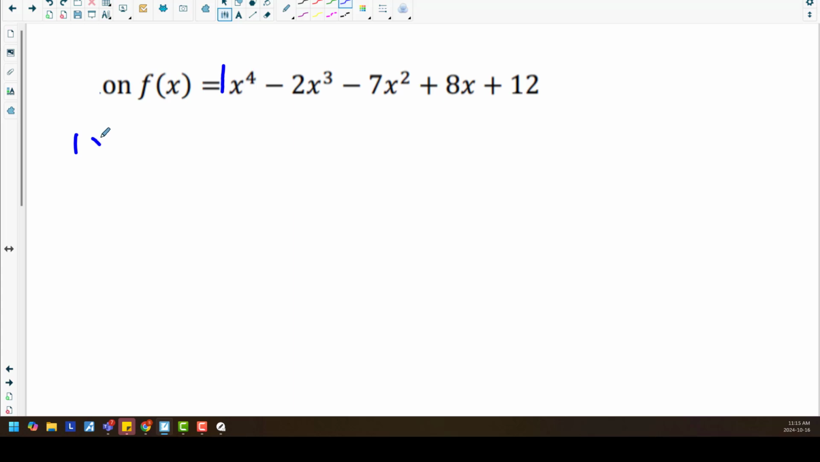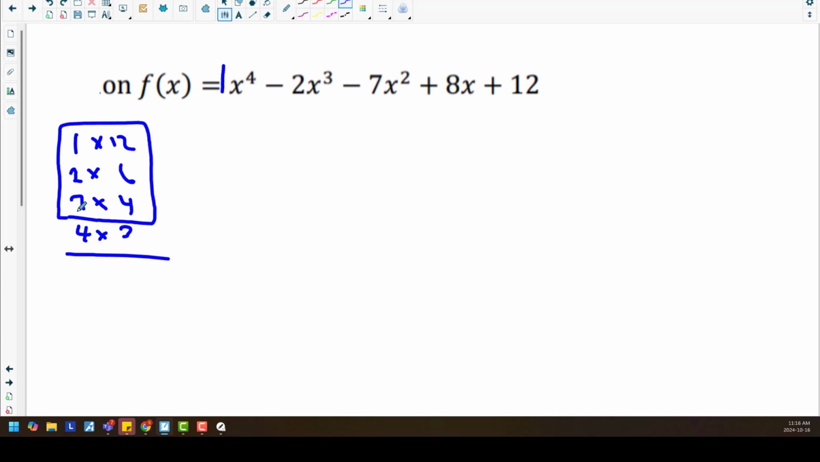Well, we have 1 and 12, 2 and 6, 3 and 4, and 4 and 3. Since 3 and 4 and 4 and 3 are repeating, all factors have been accounted for here. So we have 6 factors. And remember, there's always a positive and a negative sign in front of all of these factors.